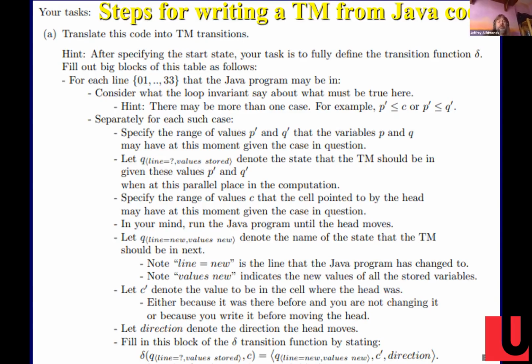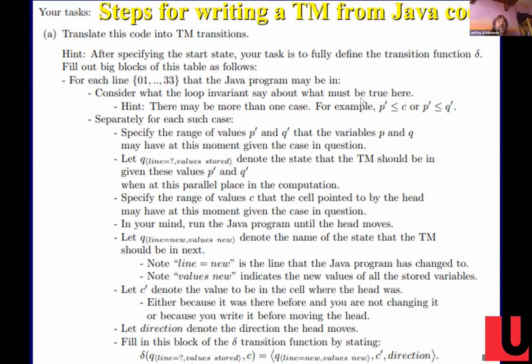So you know that, and so what you're going to do is consider what's true here, and then think, well, what's the code going to do going forward? Well, there are some cases. Maybe if my value of P is less than C, where C is the value on the tape and P is some variable within the Java code. So the hint is, think about what the cases are, and we're going to build a block in our table for each case, for each line of code. For each case, there's going to be a block of code in the table. All right.